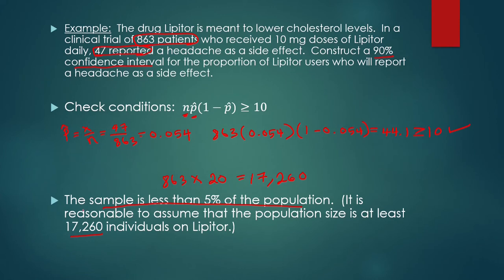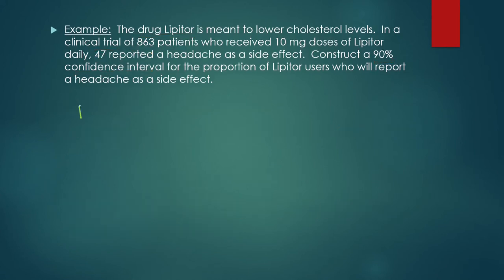So for the second condition, all you have to do is write the sentence, the sample is less than 5% of the population size. It is reasonable to assume that the population size is at least 17,260 individuals. The second condition is always assumed because if it wasn't true, then we would not be able to do the problem.